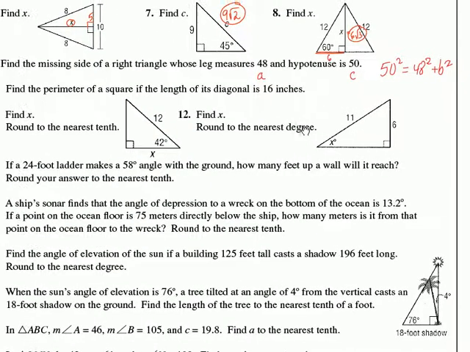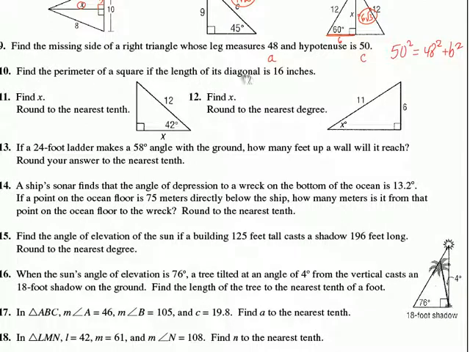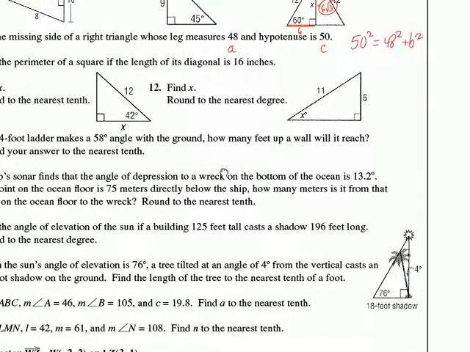Got it? So if you understand it's a right triangle and you know a leg and the hypotenuse, do you really have to draw the thing? I don't think so. You can just put it into this. All right, what about this? The perimeter of a square if the length of the diagonal is 16. Well, we may want to draw this one, do you think?